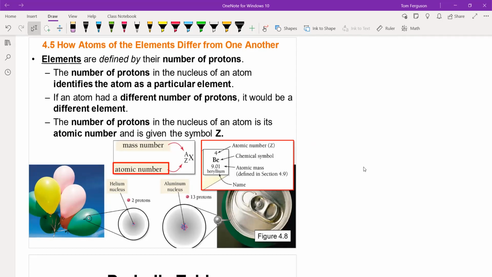So in other words, if we were looking at carbon, carbon has 6 protons. If it gets one more proton, it becomes nitrogen. Electrons can stay the same, neutrons can stay the same, but if the protons change, the element changes.